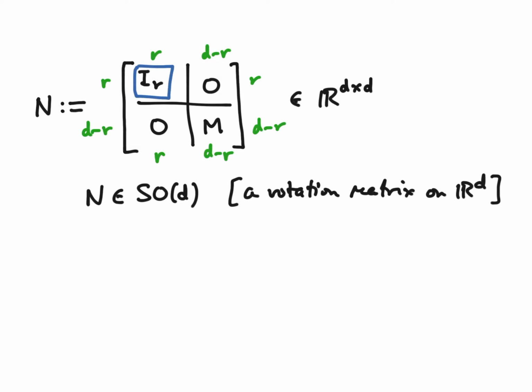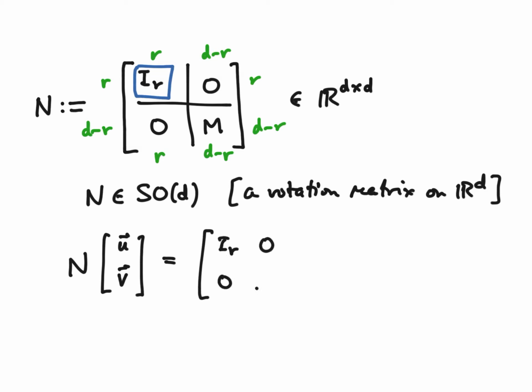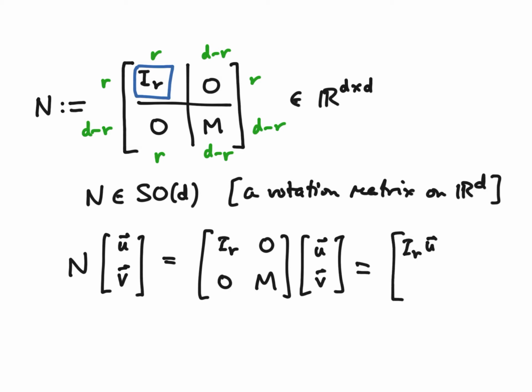But you see, the fact that it has the R by R identity in this block means that the U coordinates, which were the first R of the coordinates, are going to be left alone. See the effect of multiplying N by any vector where I put the U coordinates first and then the V coordinates next. We can work this out by block multiplication rule. You're going to get I sub R times U plus 0V, and then 0U plus MV.